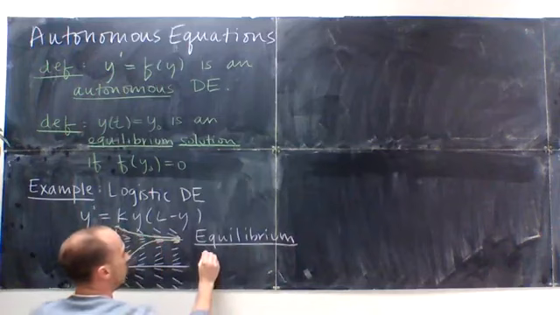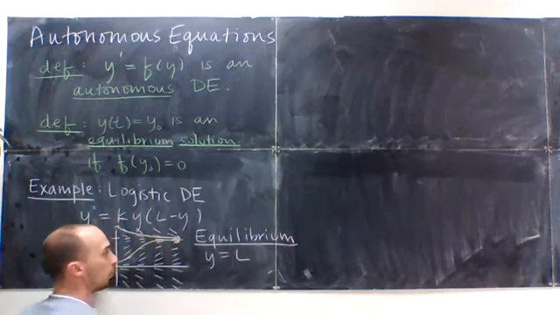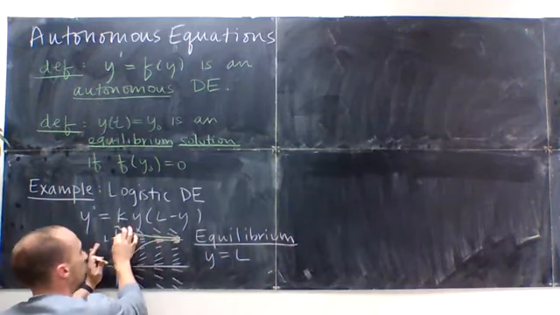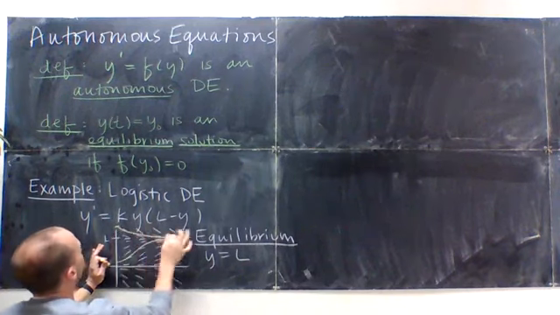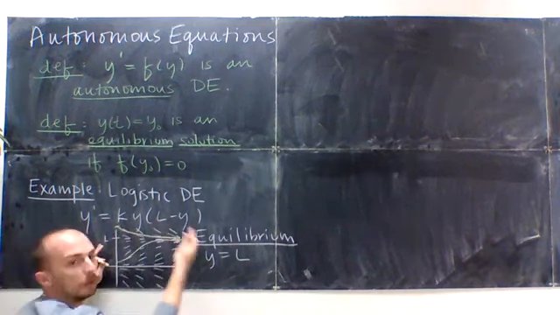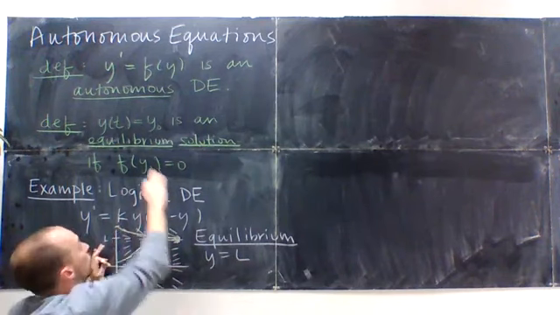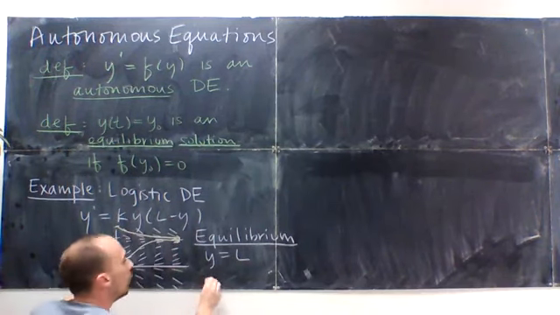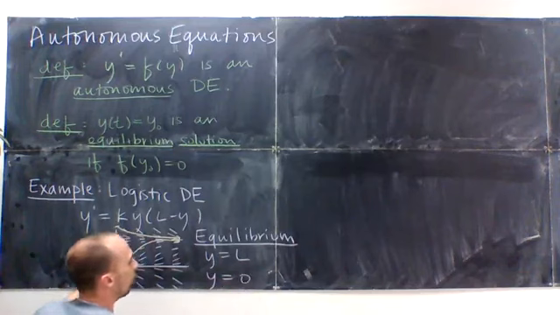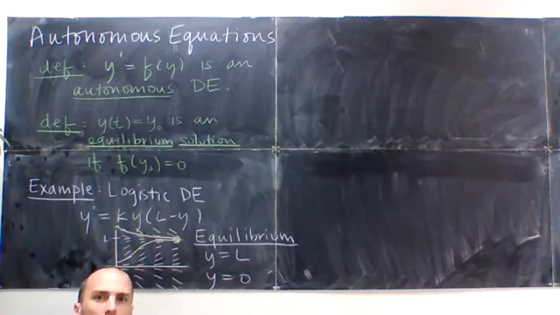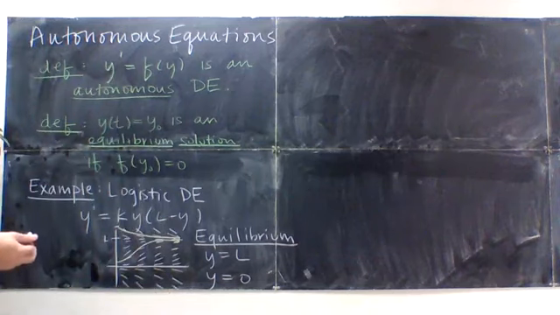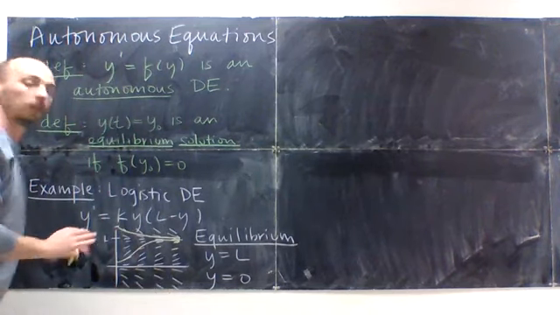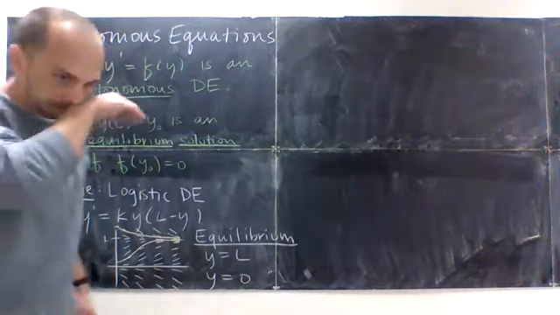That would be y equals L is one equilibrium solution, right? Because if I plug in L for y, I'm going to get y prime equals 0. That's the definition of an equilibrium solution. We've also got y equals 0 as another equilibrium solution, right? Because if you start off with no population, you're going to keep going with no population. Okay? And I think I'm going to leave it at that for now.